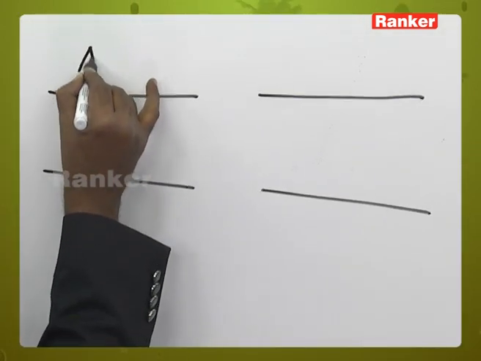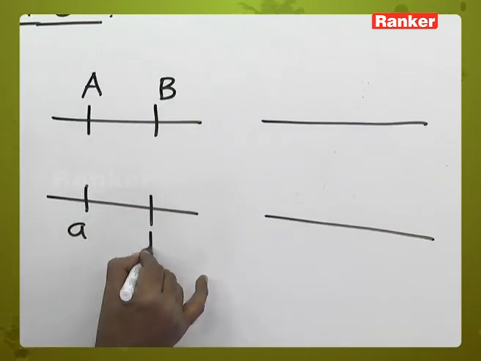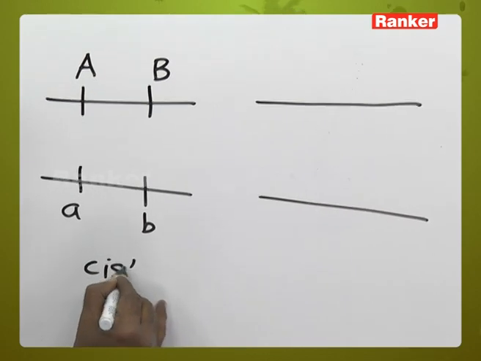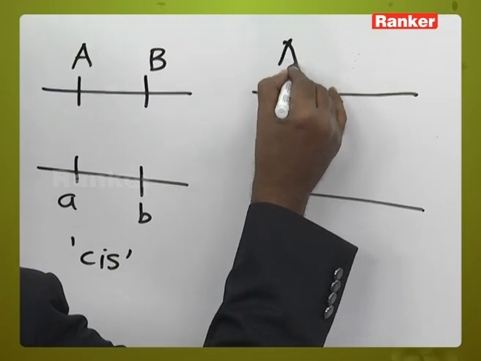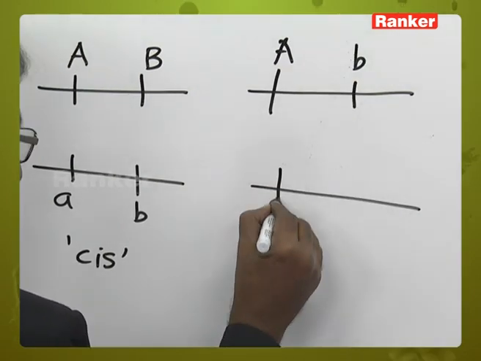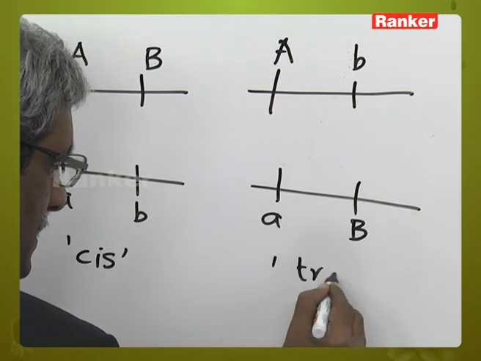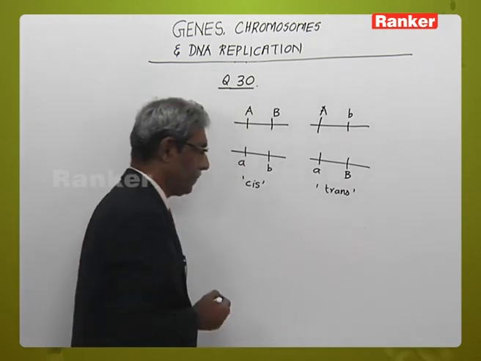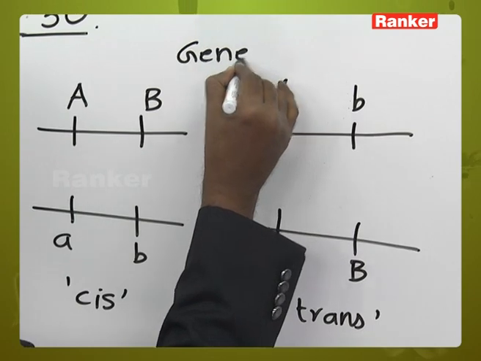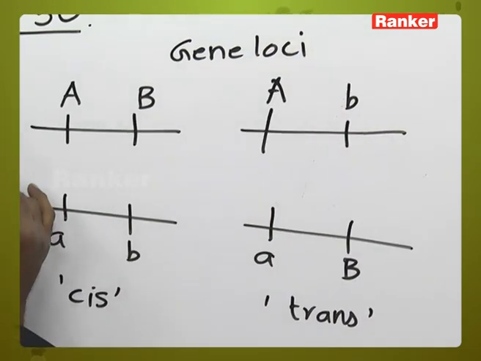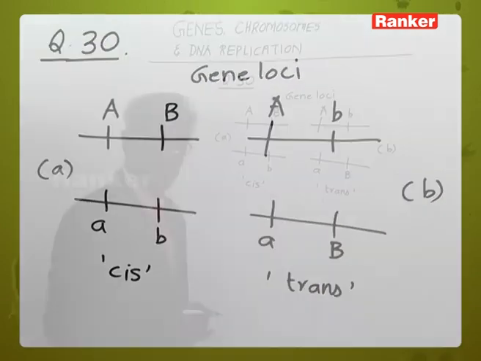on one side we have capital A and capital B, and we have a small a and a small b. This is called cis. And on the other side we have a capital A and a small b, and a small a and a capital B. This is termed as trans. With relation to genes, we are dealing with gene loci. Gene loci can exist as A, cis, or B, trans.